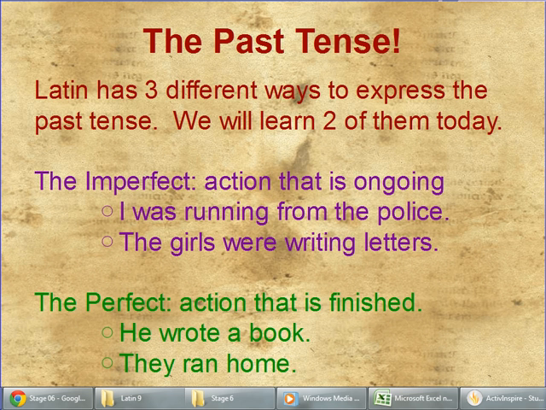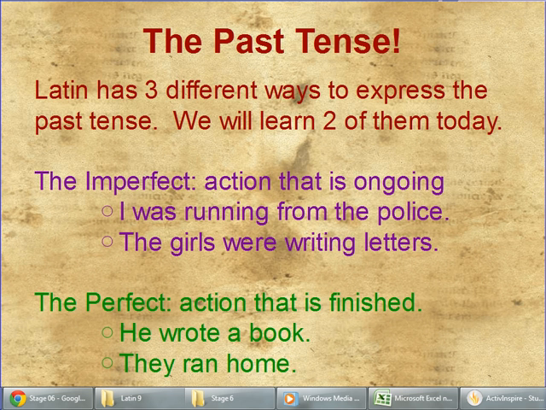The imperfect tense represents action that is ongoing from the past. In English, we typically use a 2-word verb to express the imperfect tense, or to translate the Latin imperfect tense. For example, I was running from the police. The girls were writing letters. In these sentences, you can see the English verbs use 2 words, was running and were writing, to show the complete verb. This is characteristic of the imperfect tense. Whenever you're translating the imperfect into English, you'll want to use a 2-word English verb.